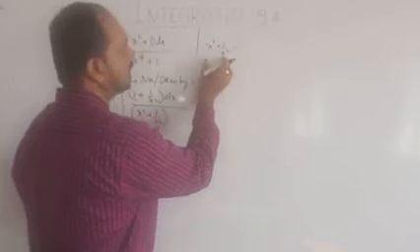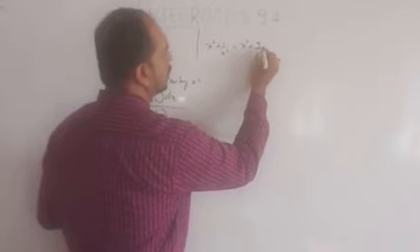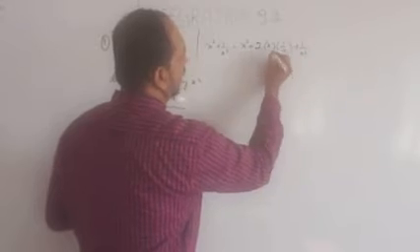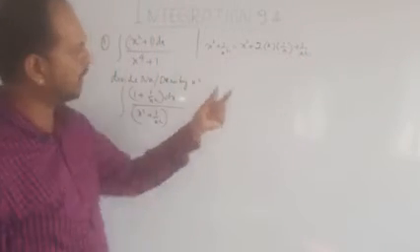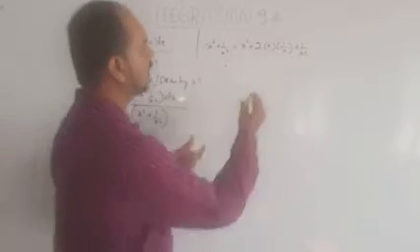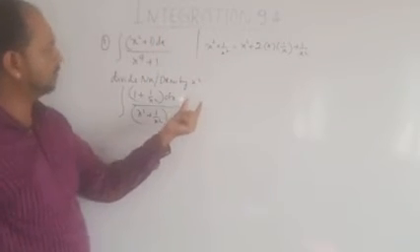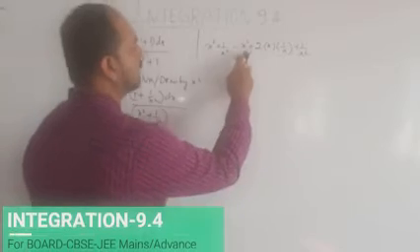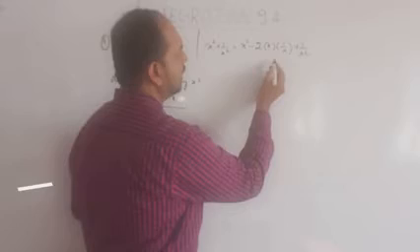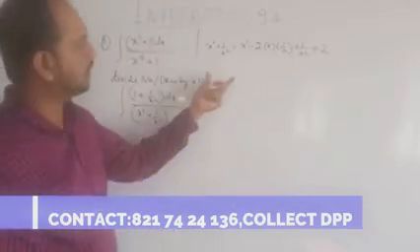What I can write is a square plus 2 into a into b plus b square. The x's get cancelled, and left out is 2. Otherwise it will be the same, x square plus 1 by x square. So an extra 2 is there. So I'll consider this as minus. Here minus 2 is extra, so I'll add plus 2. Things become very easy and simple.